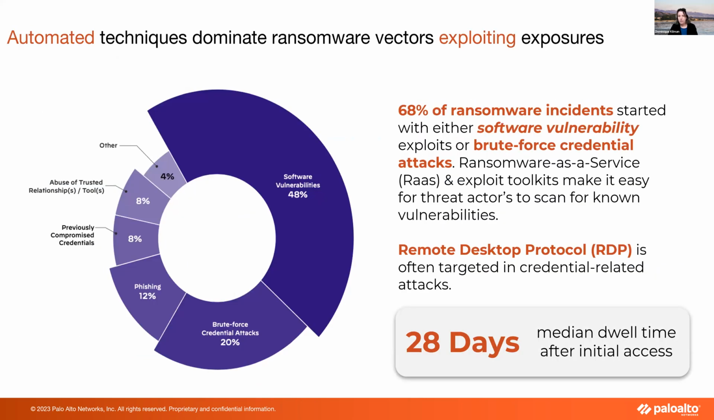Moving over into some of what we see when we're doing actual investigations. This is from last year's incident response report. In that investigation, by far the largest entry point that we see is actually software vulnerabilities. Brute force credentials with RDP is also a really big target. RDP is almost always the biggest target.